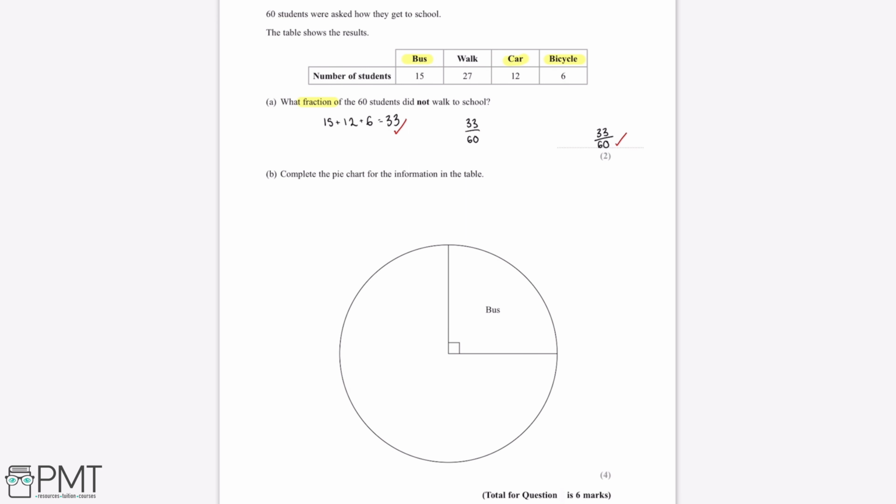Now one way to think about this is there's 360 degrees in a circle, and we need to split this equally between 60 students. So the calculation we can do is 360 divided by 60. And this gives us an answer of 6 degrees. So what this means is that each student is represented by 6 degrees on this pie chart.